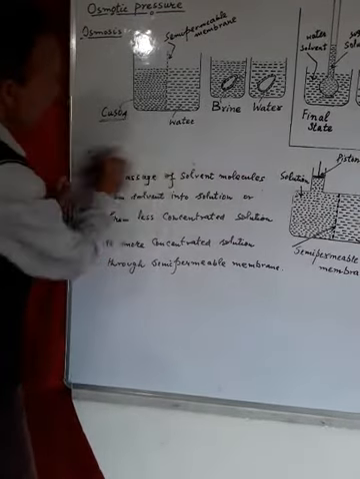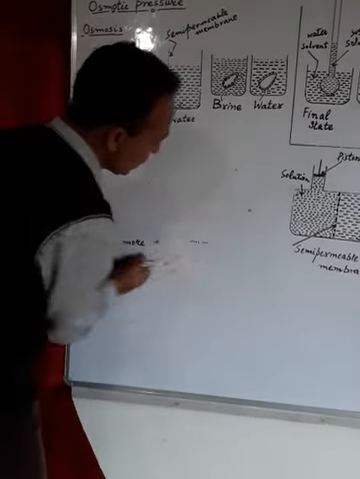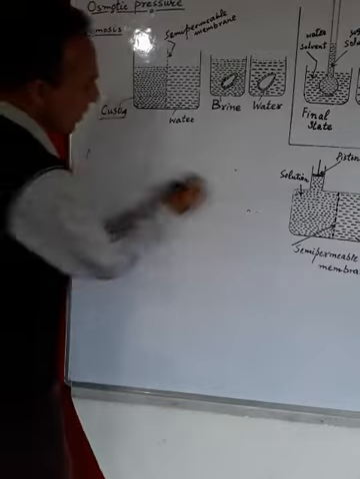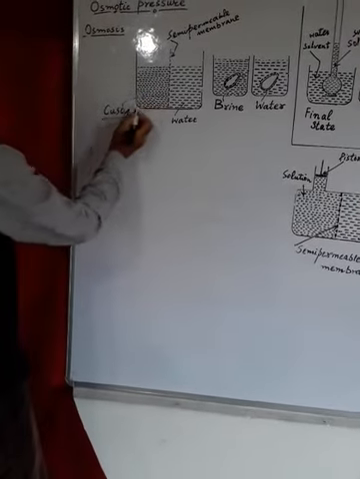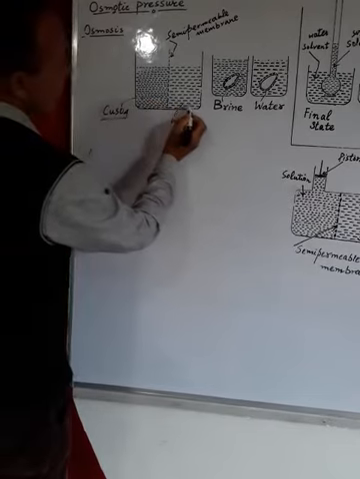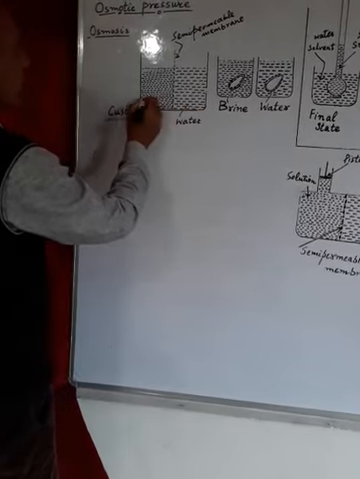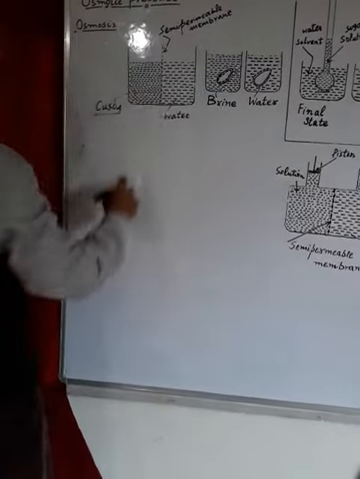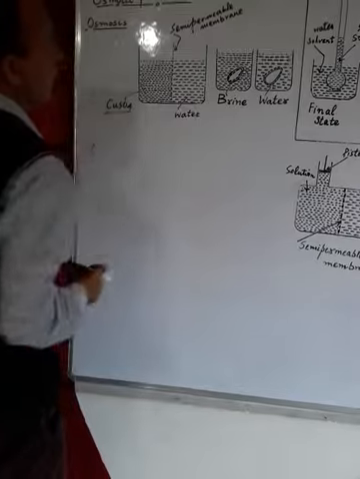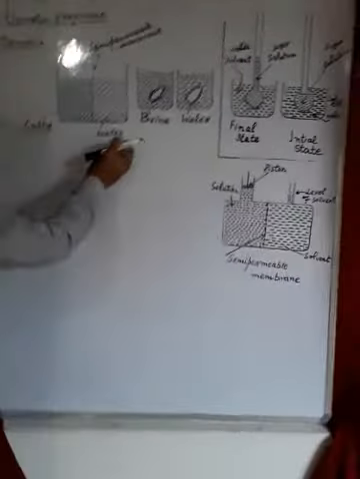So instead of taking the solution and the solvent, again we will take a beaker. In this beaker we take concentrated solution, and here dilute solution. The solvent from the dilute enters into the concentrated solution, and its level rises and the other level falls. So this is also due to osmosis.